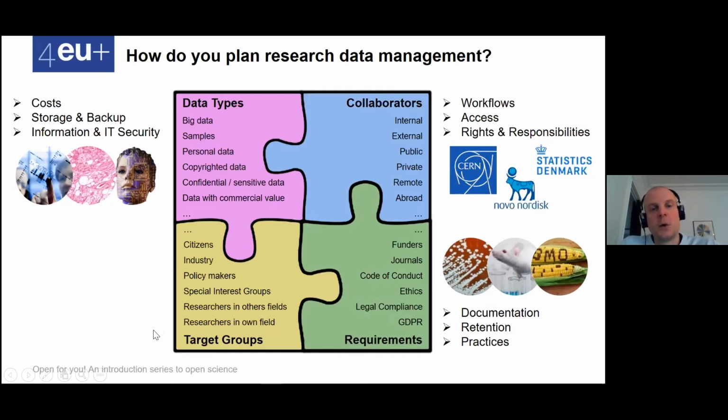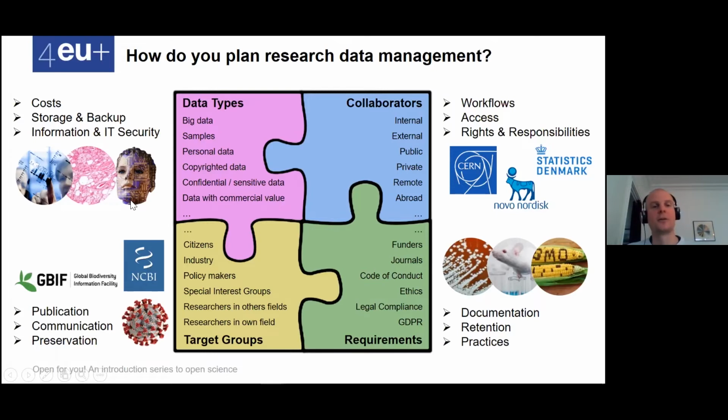And finally, who is the target group of your research? Definitely researchers in your own field, but maybe also in other fields. Interdisciplinarity might be important. Could be special interest groups, policymakers, industry, or the citizens in general.